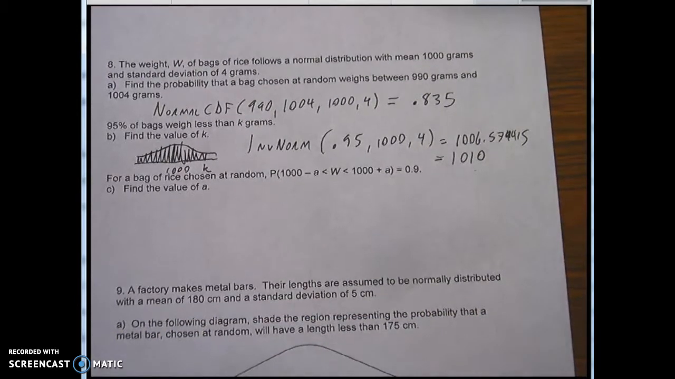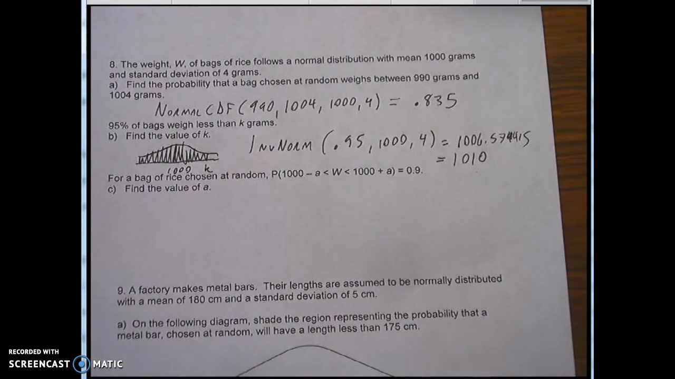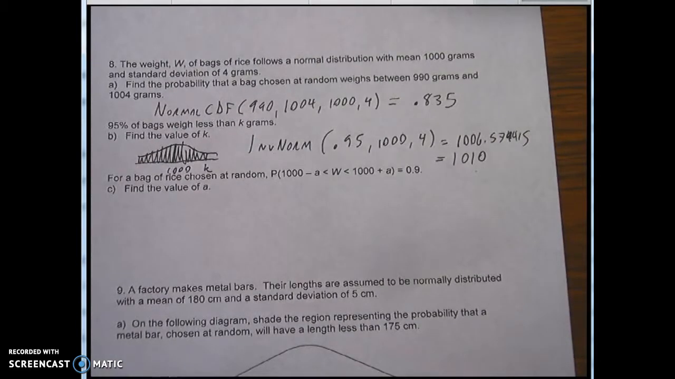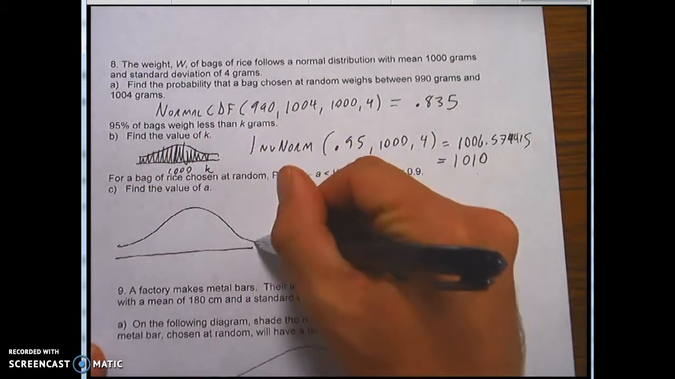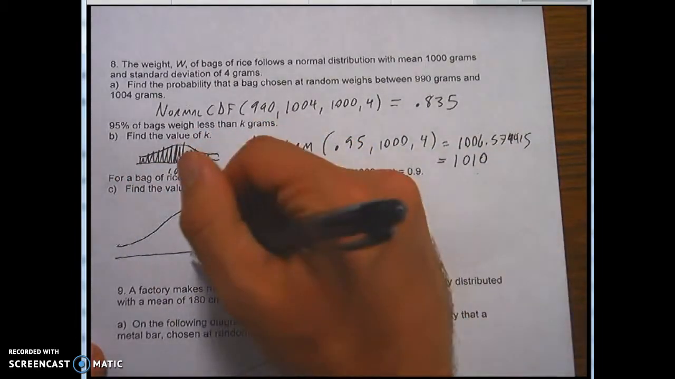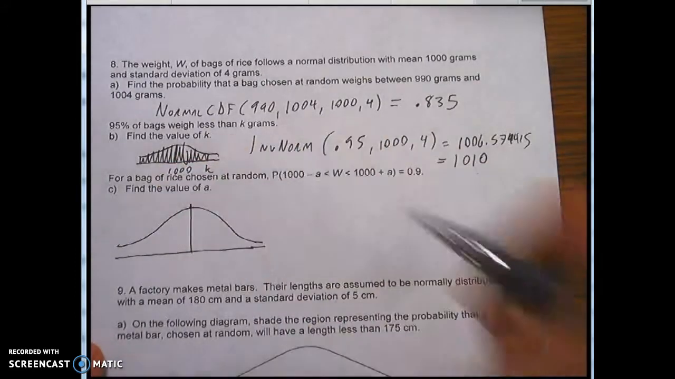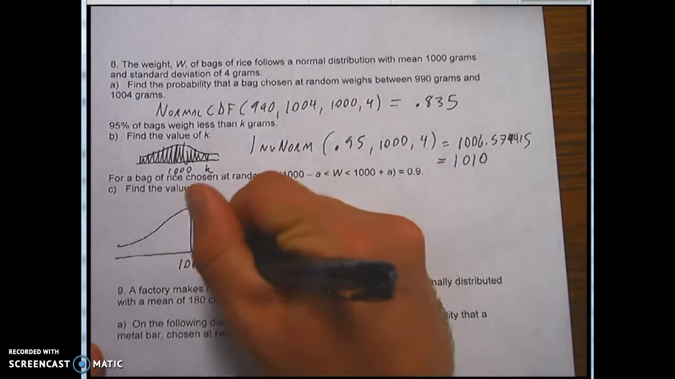A bag of rice chosen at random: the probability that 1000 minus A is less than W, less than 1000 plus A, equals 0.9. Find the value of A. So this one's kind of tricky. Draw a picture though. This is probably the hardest question on the whole assignment. So you got your 1000 here.